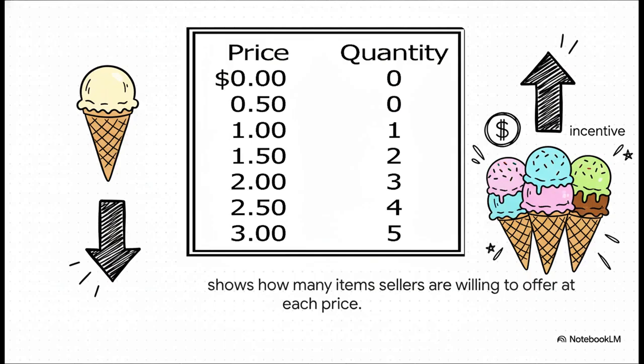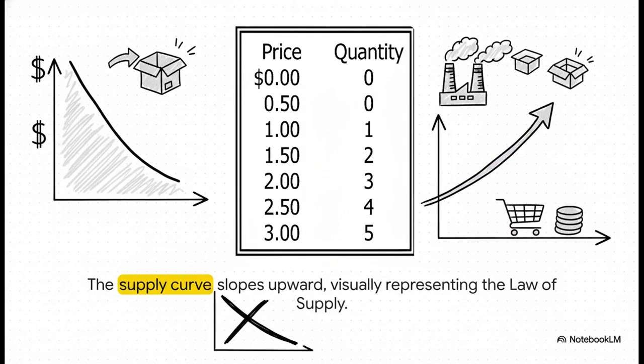This supply schedule shows that at a really low price, like 50 cents, sellers aren't offering any cones. But at $3 a pop, yeah, they're ready to supply 5 cones. The incentive is pretty obvious. And when we put that schedule on a graph, we get the supply curve. Now notice how this one slopes upward. It's the exact opposite of the demand curve. Higher prices mean a higher quantity supplied.